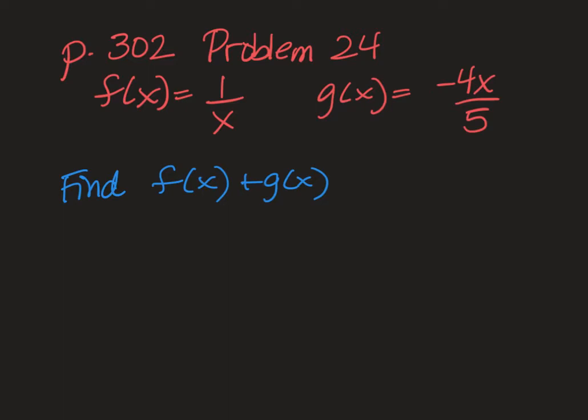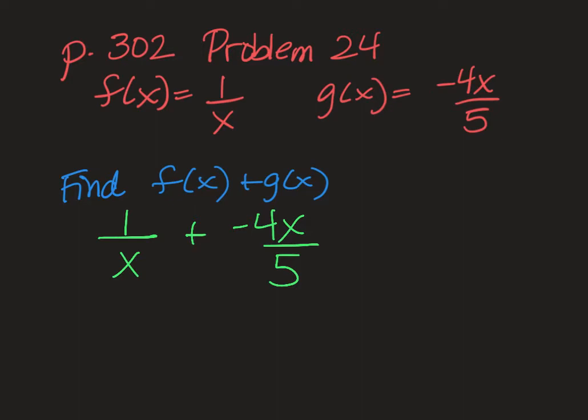So for me doing f of x plus g of x, I'm going to do exactly what it says. I'm going to add the two functions together to get 1 over x plus negative 4x over 5. Okay, so that's what f of x plus g of x looks like. But now our goal really is to try to combine this to one fraction. We don't want to leave it as two separate fractions.